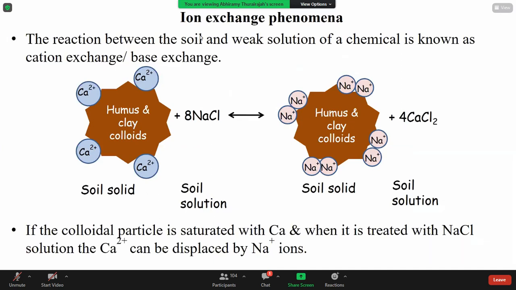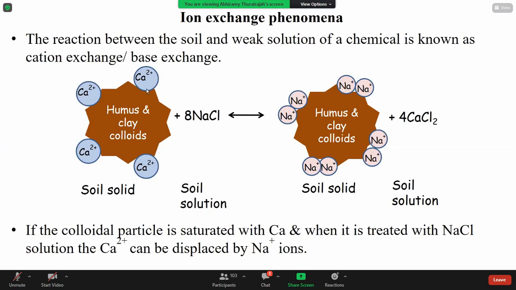So the reaction between the soil and the weak solution of chemical is known as the cation exchange or the base exchange. Here you can see humus or the clay colloids having the calcium in their sites. Understand this. This is the colloid, or the humus. Here the calcium is present in their exchangeable sites. When we add the sodium chloride solution, what happens is this calcium is replaced by the sodium ion here.